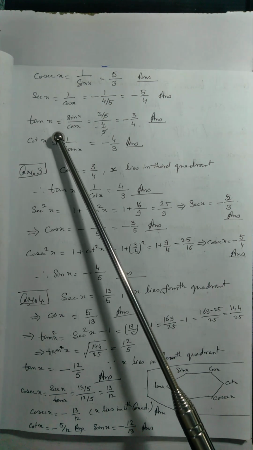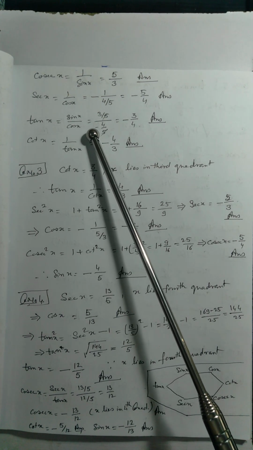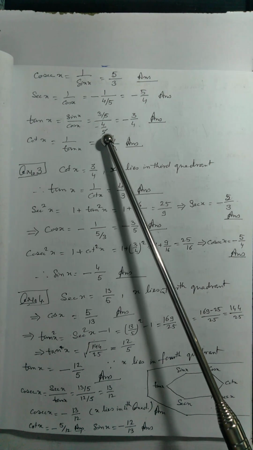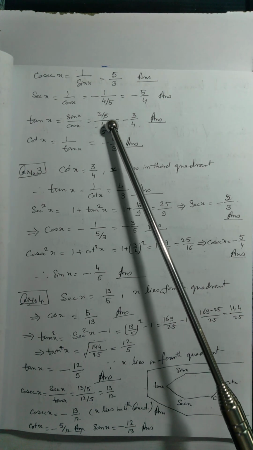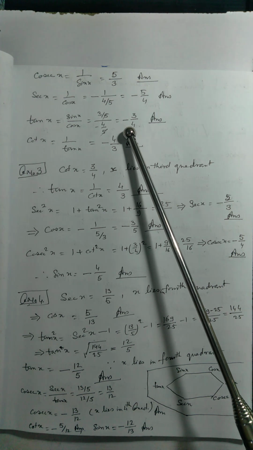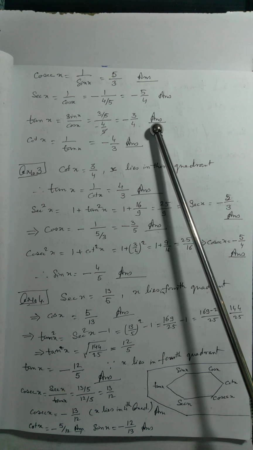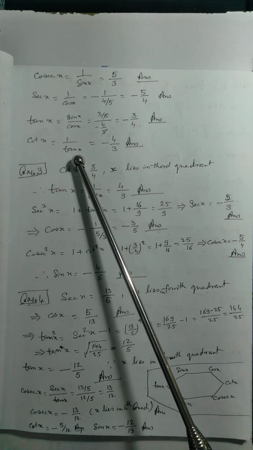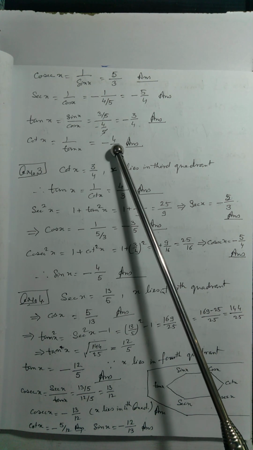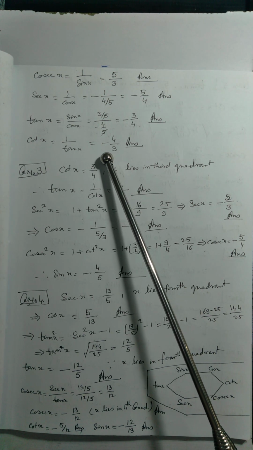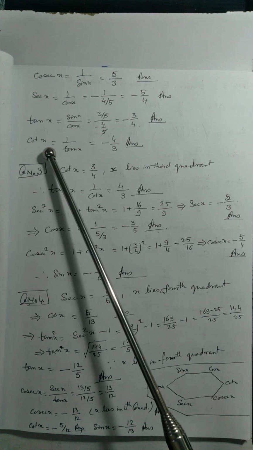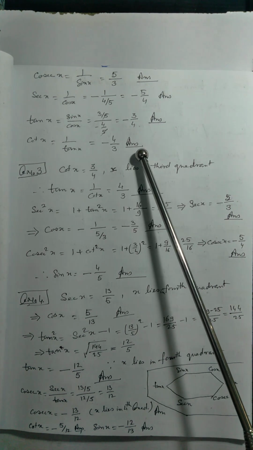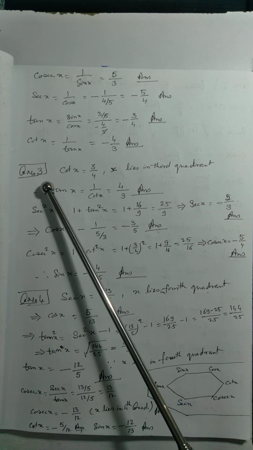Now tangent x, that is sin x by cos x, we know the value of sin x, that is 3 by 5. Cos x is equal to minus 4 by 5. 5 and 5 will be cancelled, so it is left with minus 3 by 4, and it will be the value of tangent x. Cot x is equal to 1 upon tangent x, so cot x will be equal to the reciprocal of tangent x, so it will be equal to minus 4 by 3. Now come to question number 3.